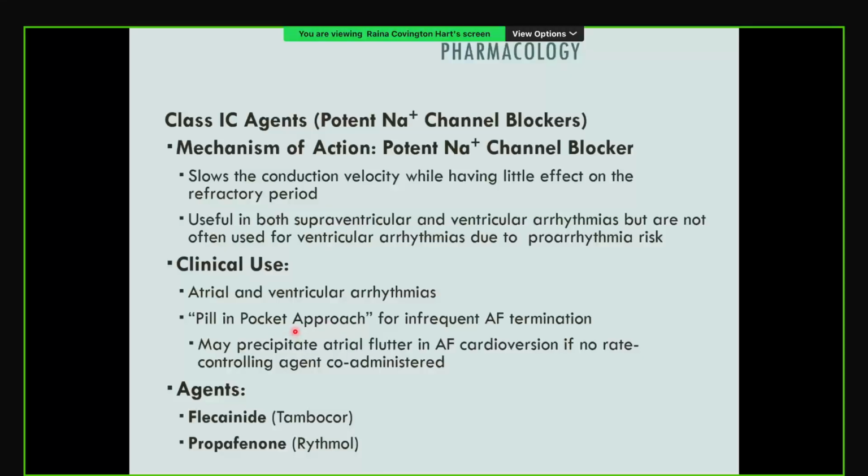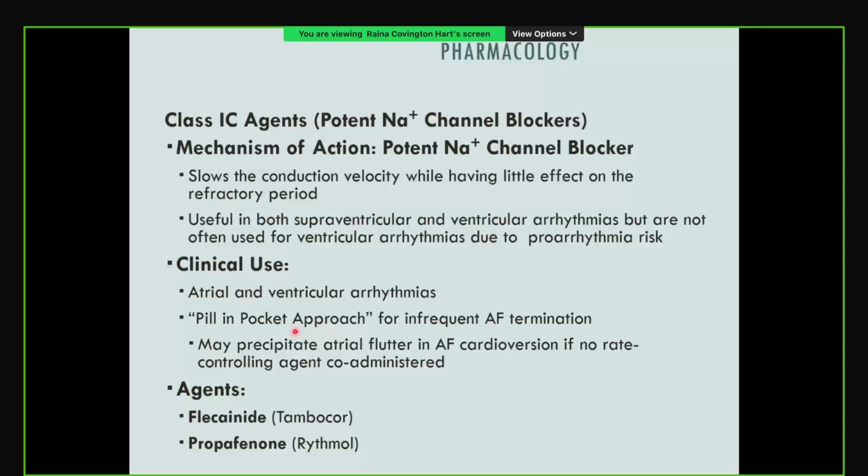This is called the pill in a pocket approach. Not a pill in the car, not a pill at their house, a pill in the pocket approach. The pill in the pocket approach is if somebody is telling you, "Hey, I sometimes am walking around and I can feel whenever I'm having my arrhythmia," because some people will feel it. Their heart's beating really fast.